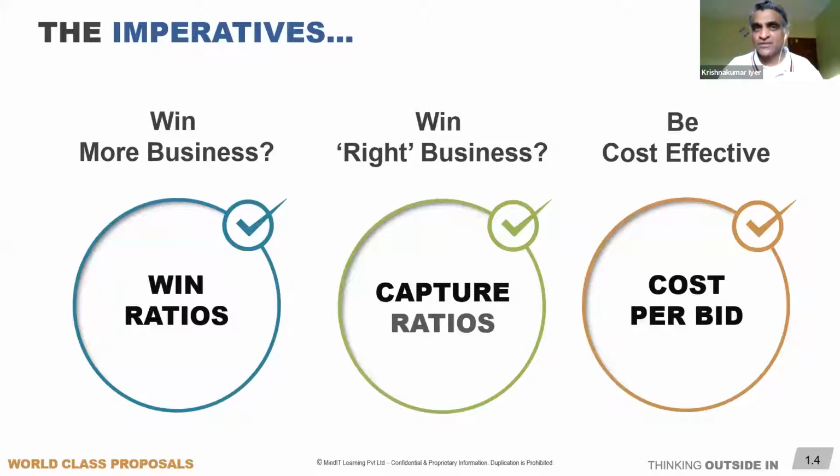So win ratio is 30%, which is number of proposals won against number of proposals submitted. Capture ratio is the value of proposals submitted, 100 rupees, against the value of proposals won, 60 rupees, so the capture ratio is 60%. So win ratios and capture ratios can be different, and they have meanings that you can derive out of them. We are not going to spend too much time here on that. There's a lot of meaning that you can derive out of these two ratios and how to strategize.